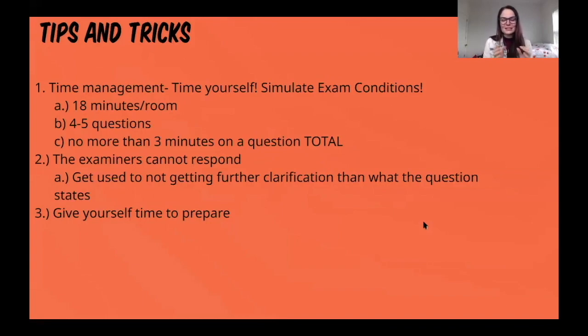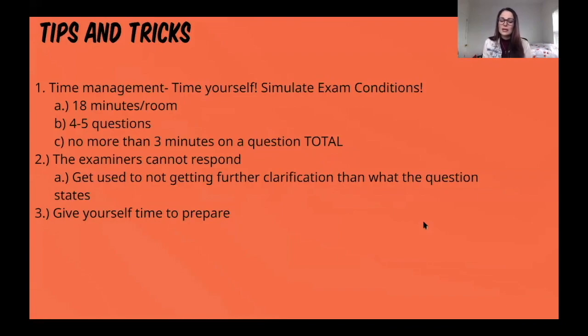Time management, this is something that I didn't realize till I was in the exam. There were some times where I was really at the buzzer to give all the information, because it does take time to sit there, to listen to the question or read the question, analyze the records and formulate your answer. So definitely keep that in mind as you're studying, that this is not unlimited time. It's 18 minutes per room, 4 to 5 questions. So that means that there's no more than 3 minutes on a question total.